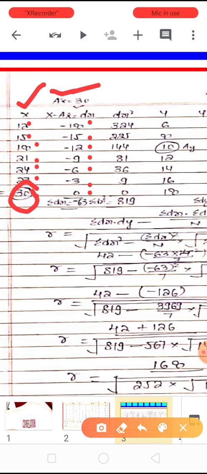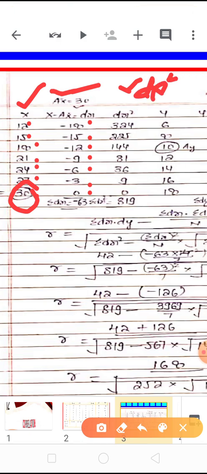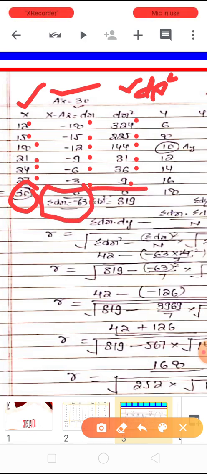Once we get this deviation, we call it dx, and in the next step we need to square the dx. 18 square is 324, 15 square is 225, 12 square is 144, 9 square is 81, 6 square is 36, 3 square is 9, and 0 is 0. Now we calculate sigma dx and sigma dx square. As all the values are negative, we add them all and get minus 63, that is sigma dx, and sigma dx square is 819.